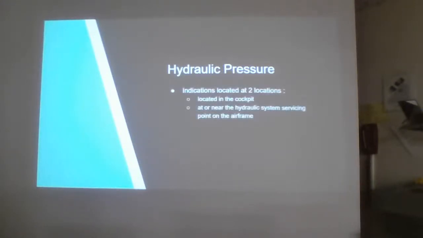Hydraulic pressure. We usually have indications located at two locations on planes that have hydraulic pressure. Typically there will be an indication in the cockpit, and then there will usually be an indication at or near the hydraulic system servicing point on the airframe. So if we have a hydraulic system that operates certain components, we have a servicing point to check that system. And that system needs to be operated at certain pressures. So we have an indicating point in the cockpit and an indicating point at the servicing port.